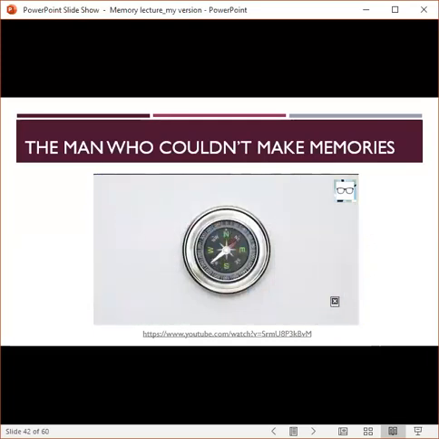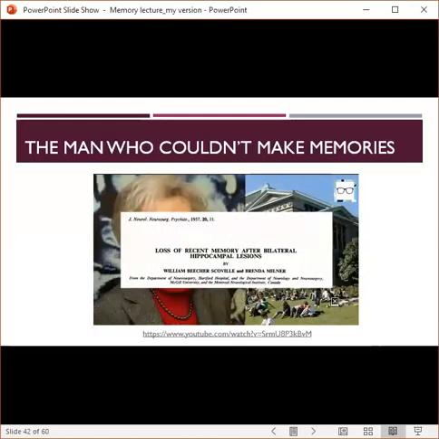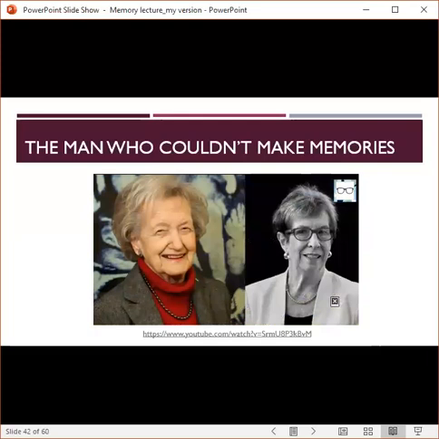2 years later, in 1955, Henry Molaison was visited by a memory researcher from McGill University, Brenda Milner, who then spent the next 3 decades of her career testing and studying Henry's brain, eventually passing him on to her former student Suzanne Corkins.